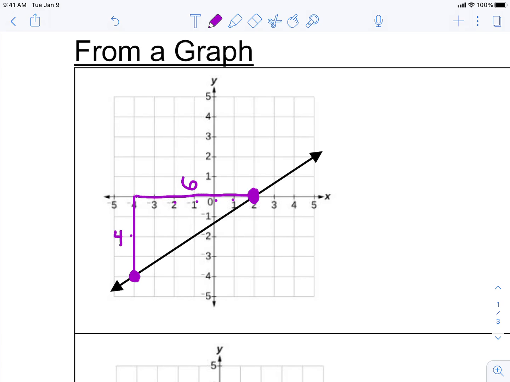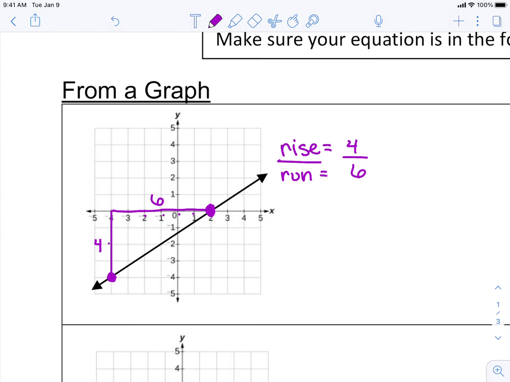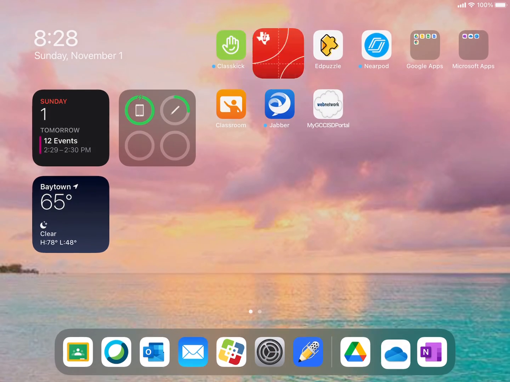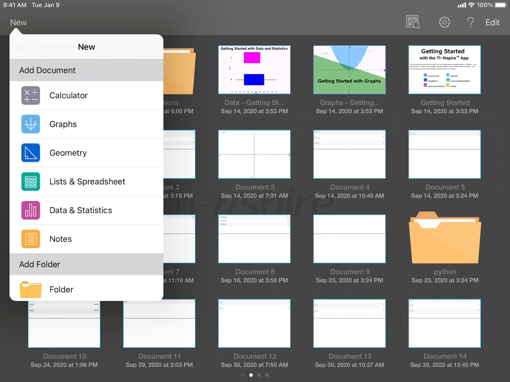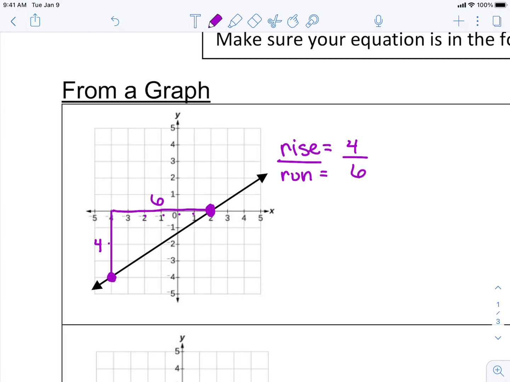So my rise equals 4 over my run, which equals 6. Now, with slope, it needs to be in simplest form, which means we need to reduce that. So we're going to go straight to our calculator, and we're going to go to New Calculator and type in 4 divided by 6. It simplifies for us to 2/3. So my slope, or my m, would be 2/3.